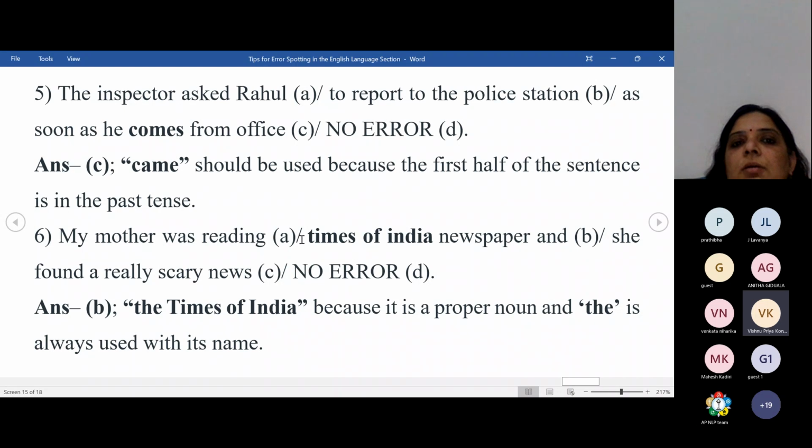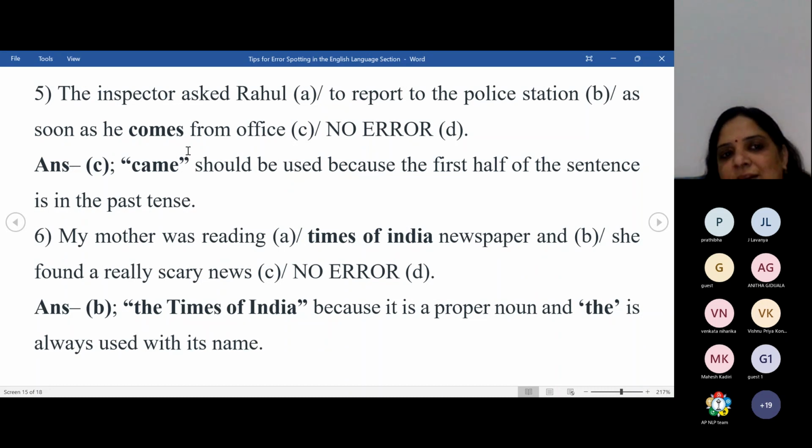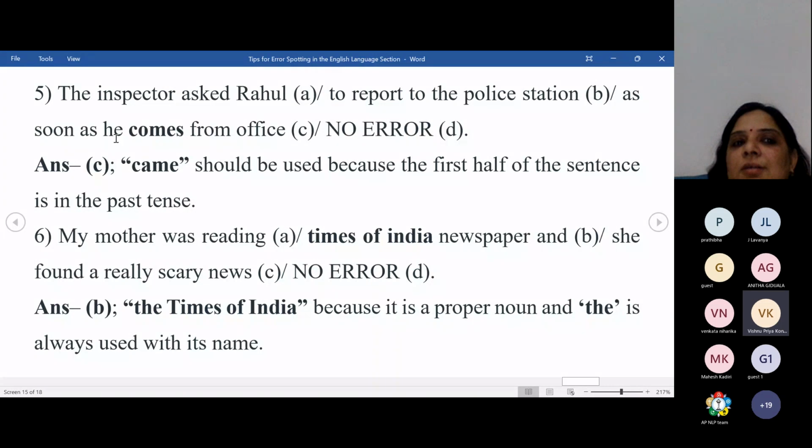Ma'am, can't we use "come from the office", because the first part was asked? As soon as he come from the office, can't we use subject and verb agreement? He comes. They come. He writes. She sings a song. He comes, he goes, they come. Even in subject and verb agreement, "he come" is wrong, because the verb will not agree with the subject. Comes is the present form of the verb. Fine, this is correct, but then this isn't correct, because asked is in the past tense. So this also should be in the past tense, okay?